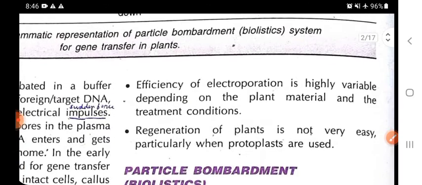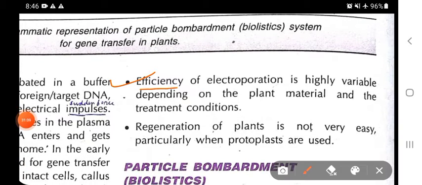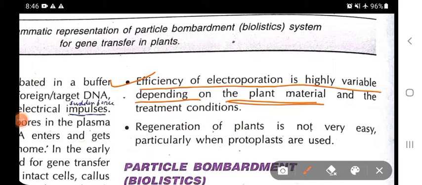Then next, the efficiency of electroporation is highly variable depending on what type of plant material, or you can say animal material, is used, and the treatment conditions. So the efficiency of this electroporation technique varies from one cell to another, from animal cell to plant cell, and it depends fully on what type of plant or animal material is being used, and what treatment conditions are applied before this electroporation technique.